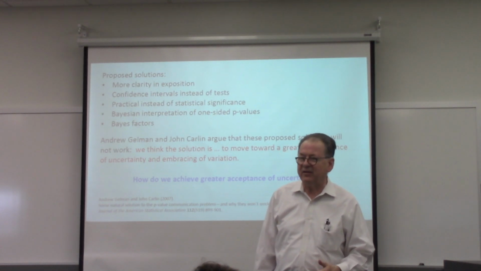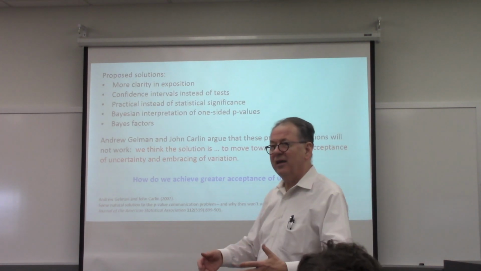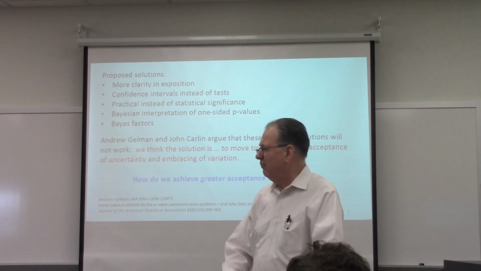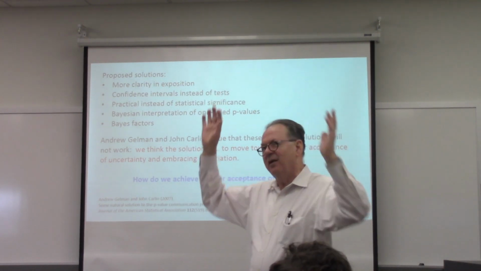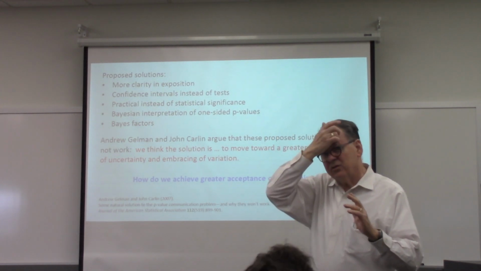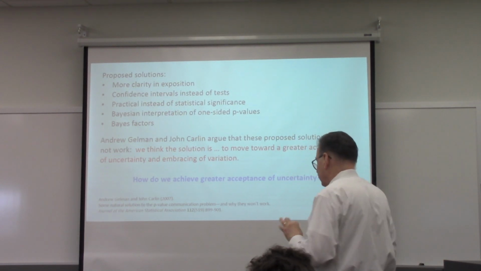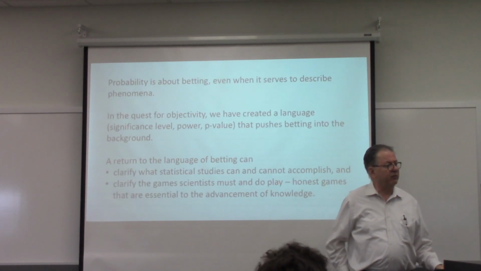And of course, he is a Bayesian, so when he says greater acceptance of uncertainty and embracing variation, he means make things more complicated: make more complicated models with a Bayesian set of probabilities and parameters. Well, that's not convincing to me either because it just makes it so complicated. So I have something simpler that comes out of this game-theoretic point of view.